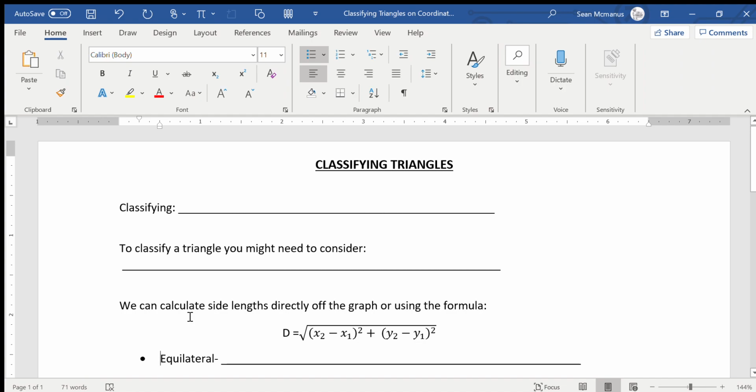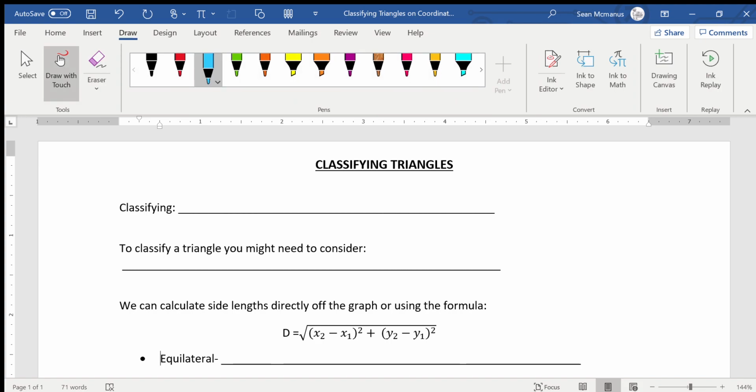Alright guys, we're going to do a video here on classifying. One thing we want to start off with is making sure we know what we mean when we say classify. When we classify geometric figures, we're really just identifying the most specific name or category that we could place that figure into. In a simple, non-mathy way, classifying is just identifying.